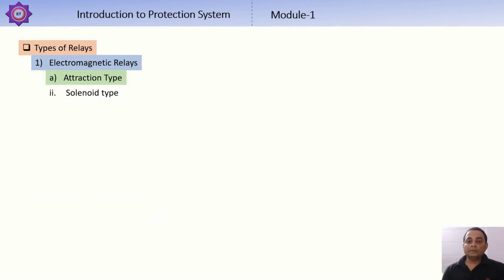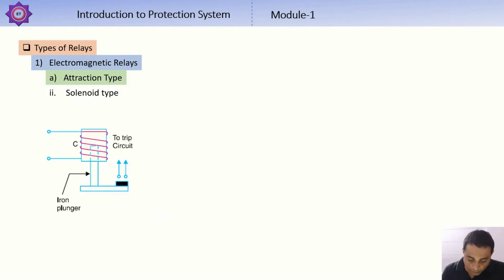Next one is solenoid type. When current flows in the coil, this core is converted into an electromagnet. And if the electromagnetic force is greater than the gravitational force, the iron plunger lifts upwards and shorts the trip circuit points. As a result, the circuit breaker opens its contact. The size of solenoid type electromagnetic relay is compact in comparison to attracted armature type.